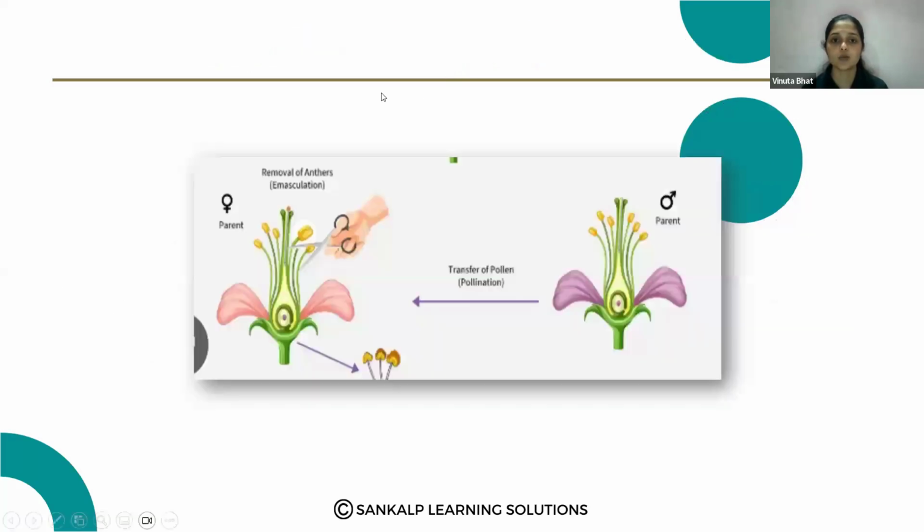Here, by using the forceps or the scissors, this is the parent plant, which contains, as you can see, the male reproductive structure as well as the female reproductive structure. When the flower is in the bud condition, the anthers are removed. This process is called emasculation. Here also you can see the process of emasculation.